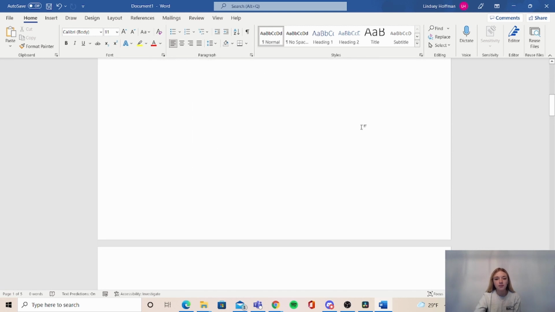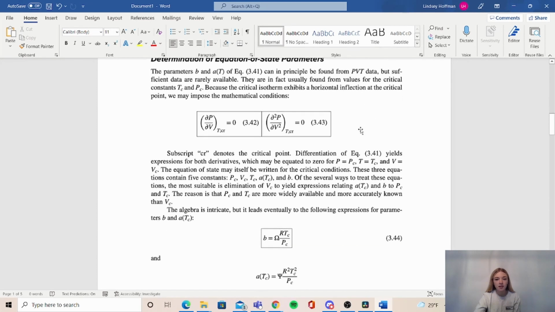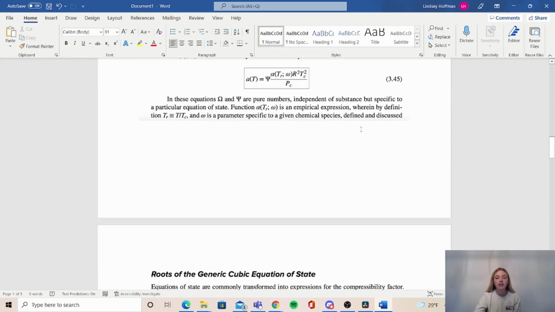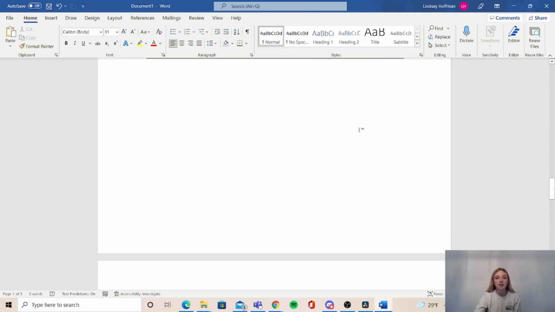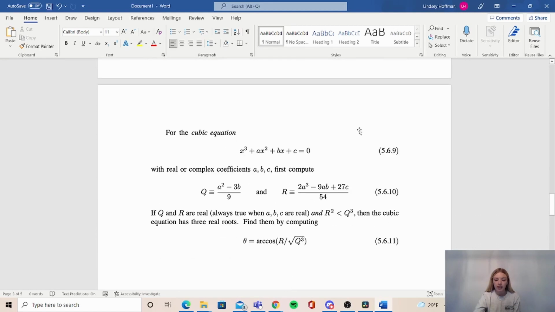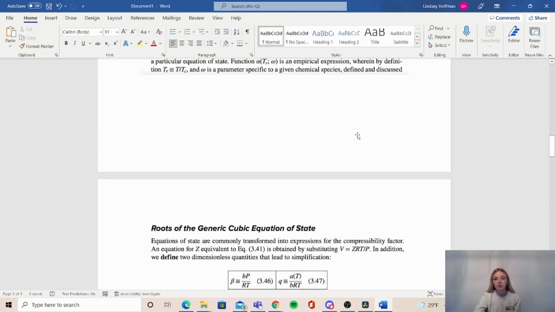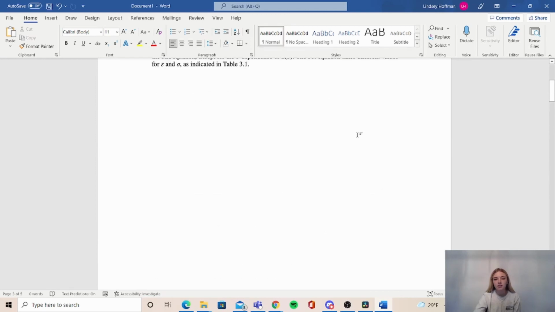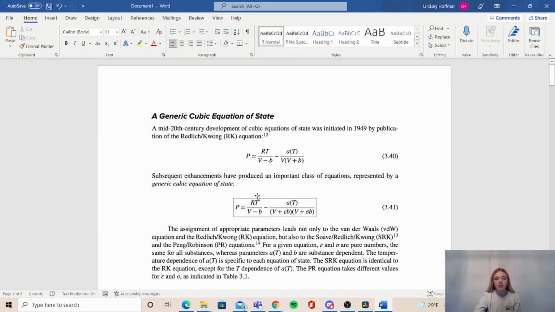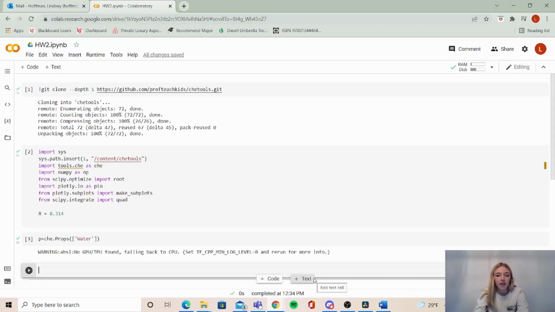So if we scroll down here, I have some other equations pulled together. These are all going to be useful for us in creating a function that can compute the coefficients in the original cubic equation of state function. So now we can jump into the Python part of things.